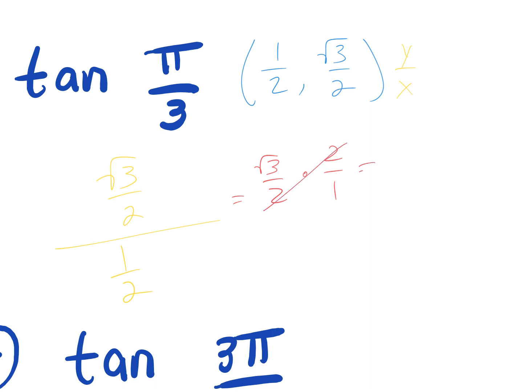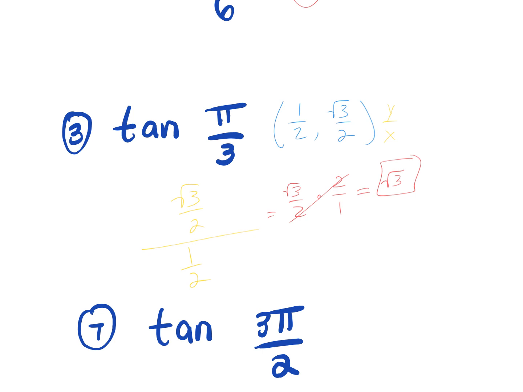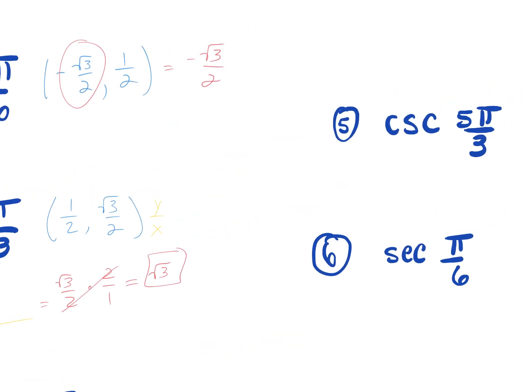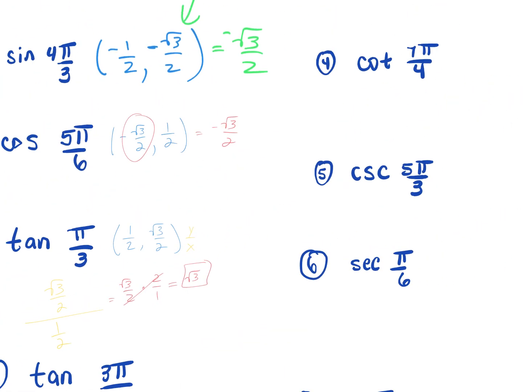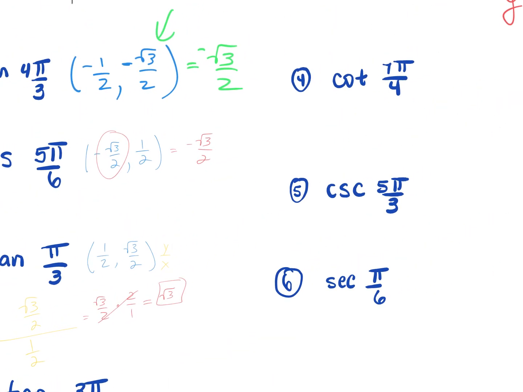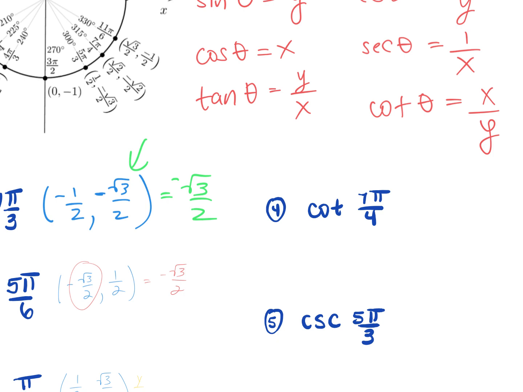The 2's cancel and you're left with the square root of 3. That's it. Good. The tangent and cotangent are the only ones you have to do a little bit of work on. We'll come back to tangent and cotangent at the bottom here. All right, guys. If I say cotangent of 7 pi over 4, let's first locate 7 pi over 4 on our unit circle.